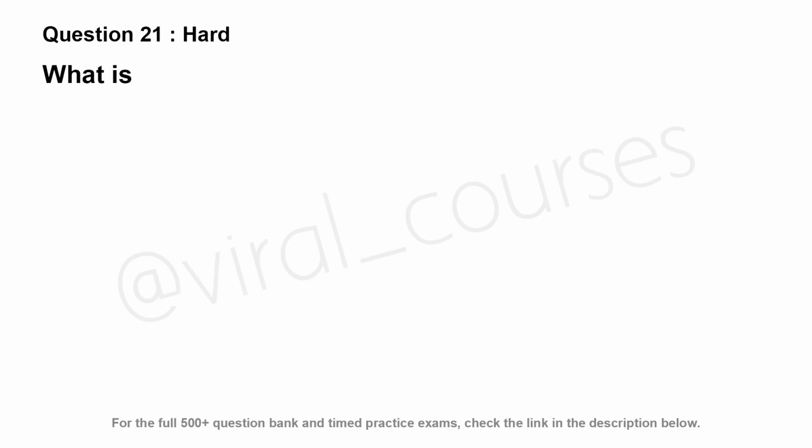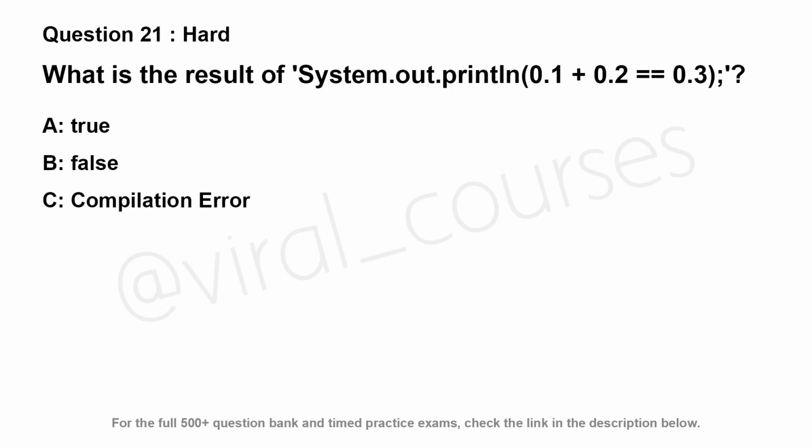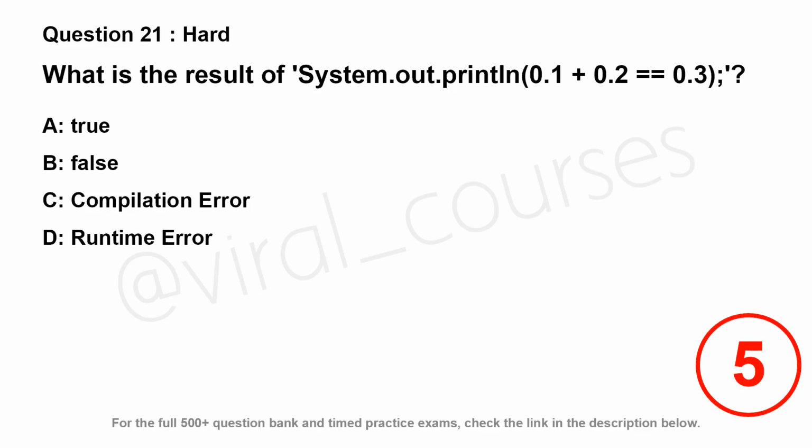What is the result of System.out.println(0.1 + 0.2 == 0.3)? Option A, true. Option B, false. Option C, compilation error. Option D, runtime error.